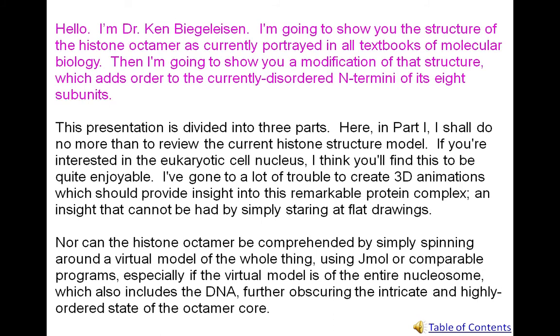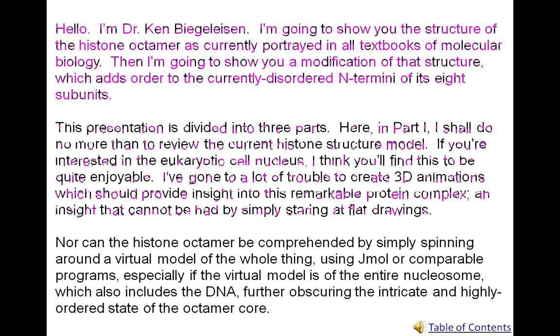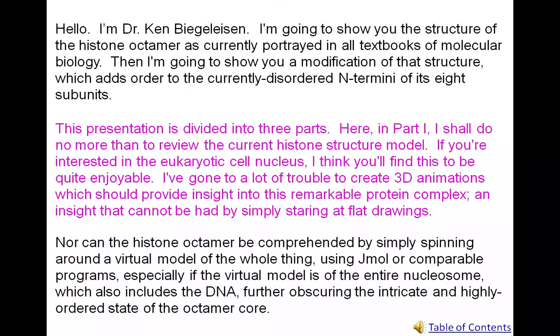I'm going to show you the structure of the histone octamer, as currently portrayed in all textbooks of molecular biology. Then I'm going to show you a modification of that structure which adds order to the currently disordered N-termini of its 8 subunits. This presentation is divided into 3 parts. Here in Part 1, I shall do no more than to review the current histone structure model.